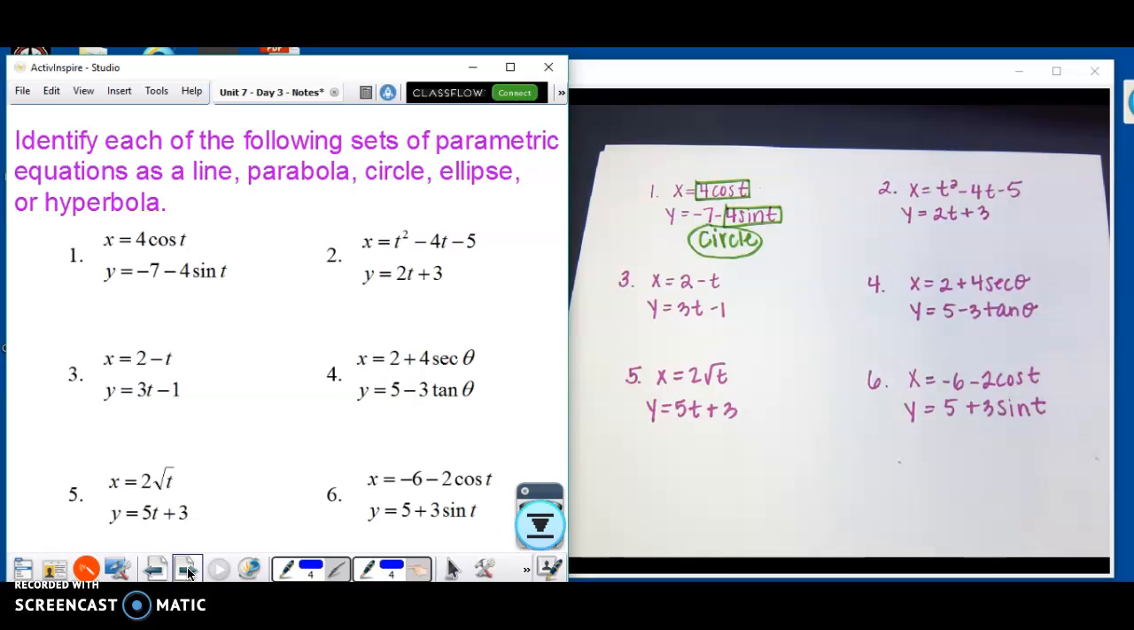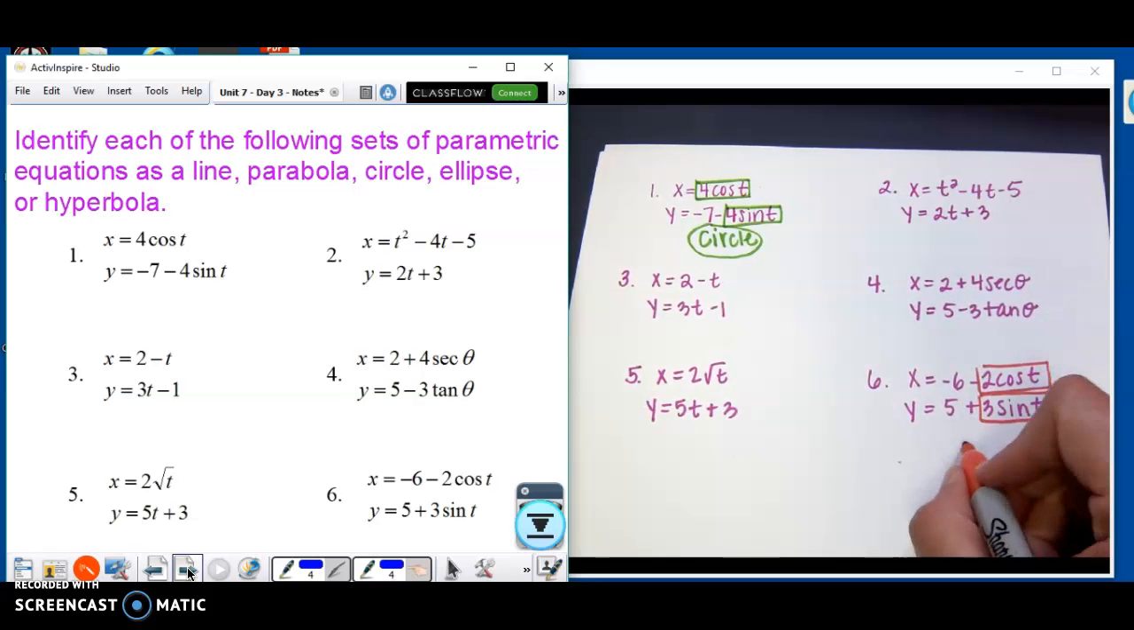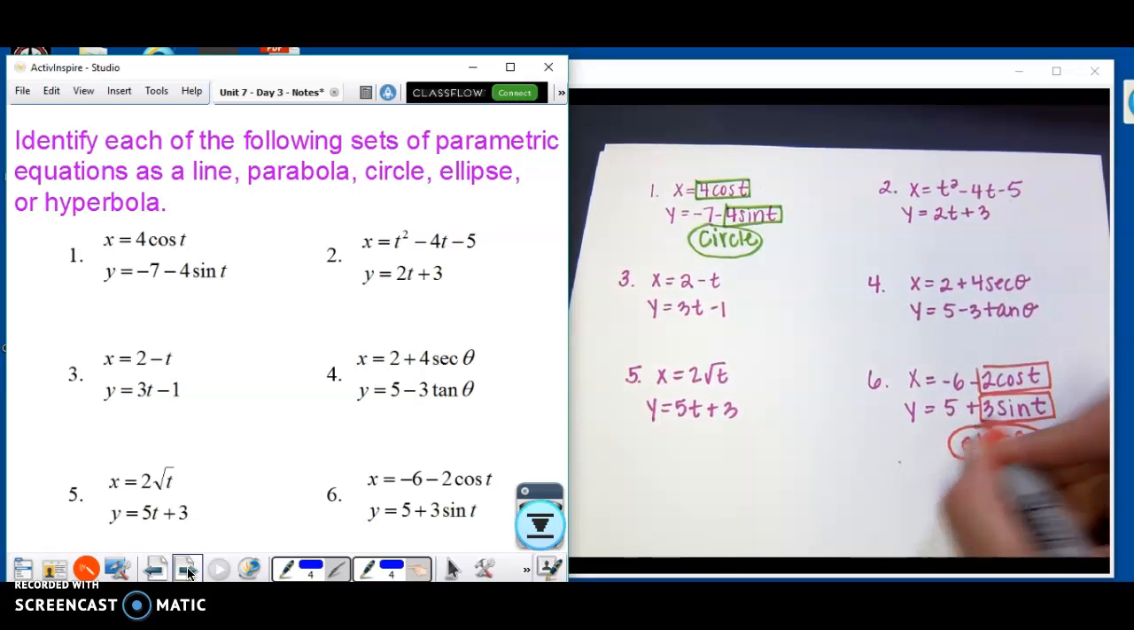So what I want to do next is I want you to be able to pick out of the ones, just glance, which one would be an ellipse. So if you remember, ellipse is very similar to a circle. It has cosine and sine, but different numbers out front. So if you take a look at number 6, we have this 2 cosine t and 3 sine t. So it has cosine and sine, but different numbers out front. This one is going to be an ellipse because of that.